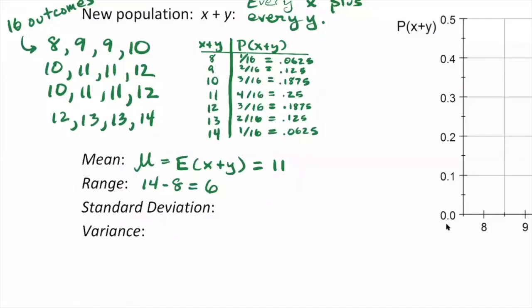Standard deviation 1.5811. For variance, we say this is var of x plus y. And I think for the standard deviation, I want to go ahead and use my sigma notation. So this will be sigma for standard deviation, 1.5811. Variance of x plus y turned out to be exactly 2.5.